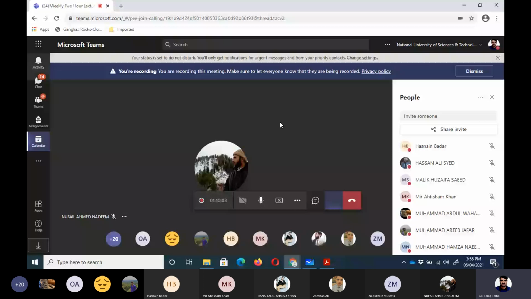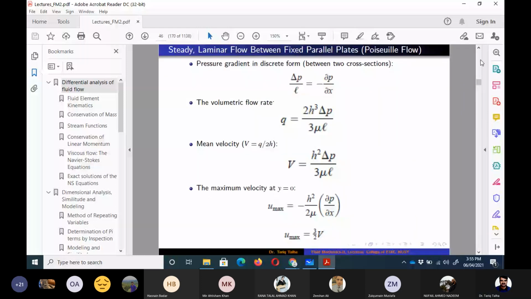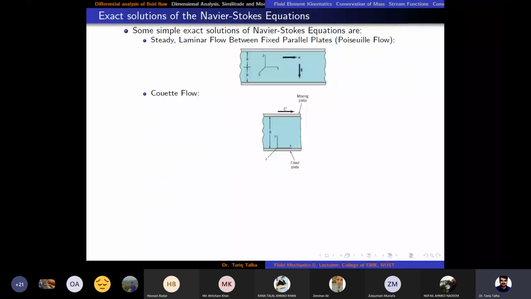Before going on the break, we discussed the derivation for the velocity profile and then the volume flow rate for steady laminar flow between fixed parallel plates, when both plates were stationary, meaning both plates had zero velocity. But there is another type of flow, which is called Couette flow, in which the lower plate has zero velocity and the upper plate has some finite value.